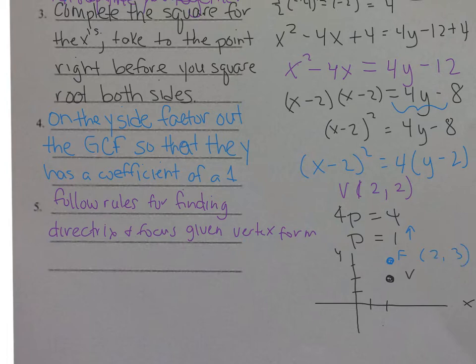So now to find my directrix, since I'm going up 1 for my focus, I have to go down 1 for my directrix, because recall that this parabola has to open up so that it hugs my focus. So the directrix has to be below that. So my directrix is going to be down 1 unit. So I count down 1 unit from the vertex. Down 1 unit would be right here. And here's my directrix, which is y is equal to 1, because it's going through the y-axis at 1.